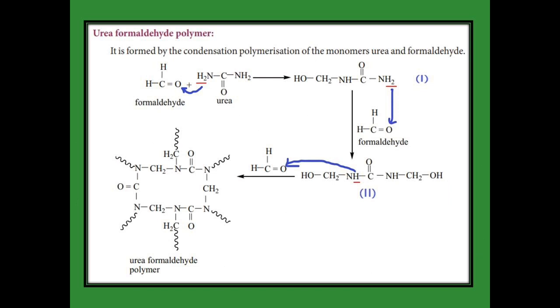Urea formaldehyde: the formaldehyde is added with the urea. The underlined hydrogen of urea goes to the oxygen of formaldehyde, we get the first compound. Again, in that first compound, another hydrogen in the amine is underlined. That red hydrogen goes to the O of another formaldehyde, we get the second compound. In that second compound, I underline in red the hydrogen of the amine, it goes to the oxygen of another formaldehyde. Like this it goes on, we get a complex polymer that is called urea formaldehyde.